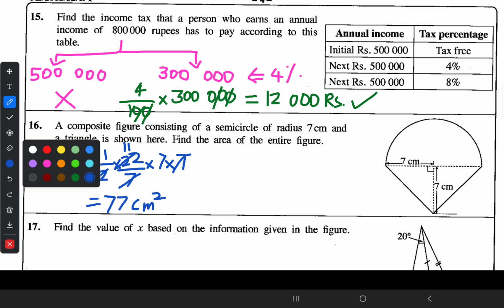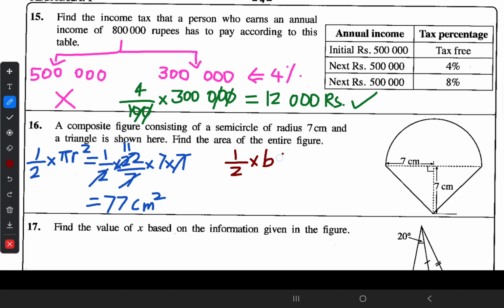And area for the triangle would be half into base into perpendicular height. Base would be this total one. Perpendicular height is coming from opposite vertex towards the base. So this would be the perpendicular height. That's 7. What is the base? Base is here 7 radii. So diameter would be 14. This is also 7. So the total base is 14 centimeters.